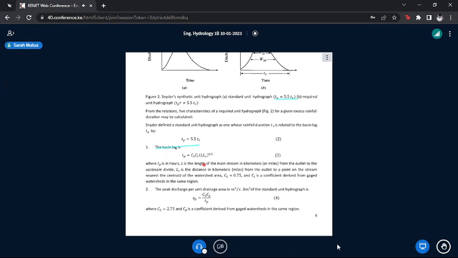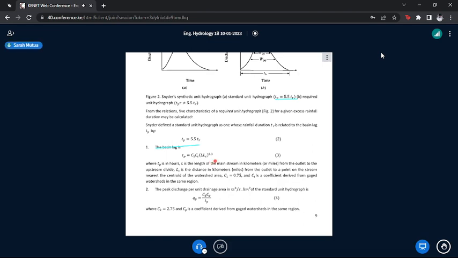multiplying a constant C1, a constant CT, times L, which is the length of the mainstream in kilometers or miles from the outlet to the upstream divide, and LC is the distance in kilometers from the outlet to the point on the stream nearest to the centroid of the watershed area.